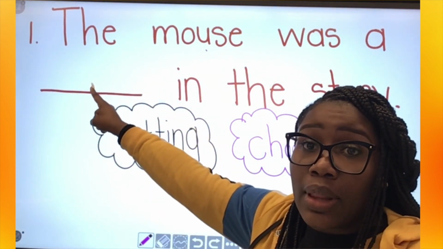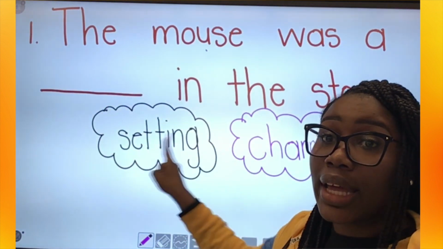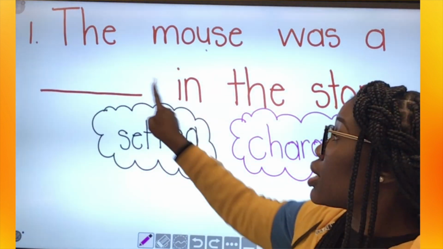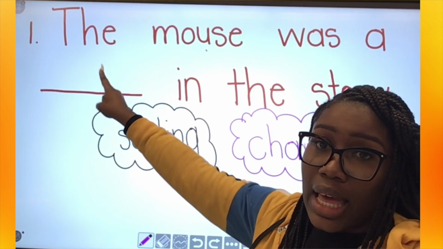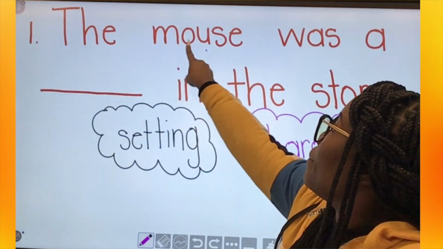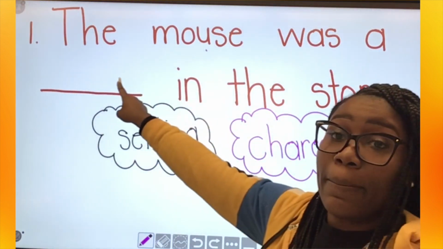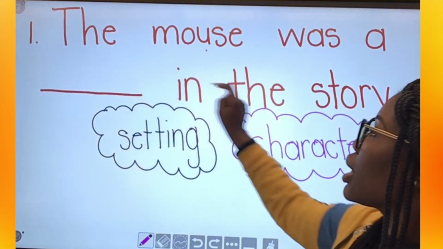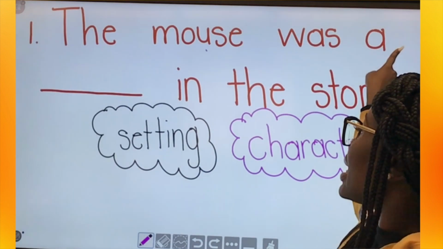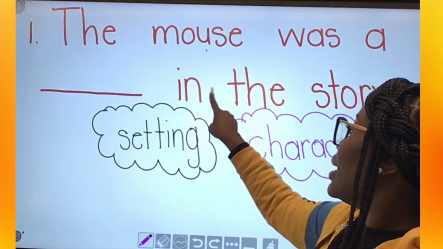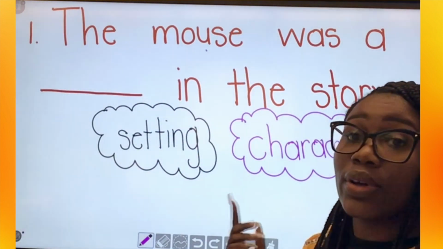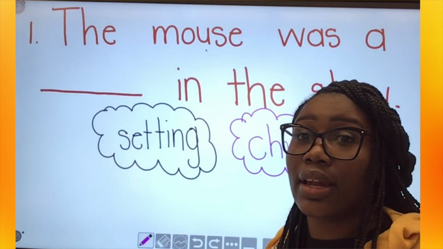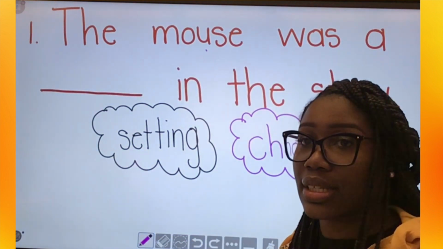I need to fill my blank in with one of these words. Only one of these words will go on that line. The mouse was a blank in the story. Well, now I'm going to try each of my words and see which one makes sense in the sentence.